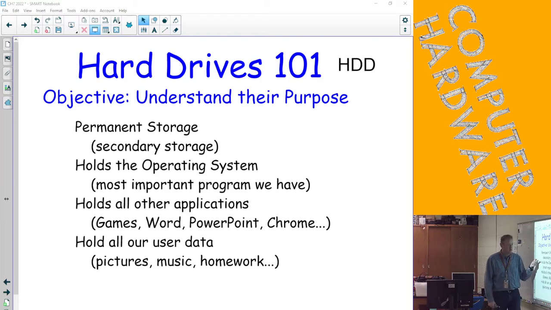Its primary job is to hold the operating system, because without that, we would not have any way to get to our hardware. It also holds all other programs, and it holds all of our user data. So that's the purpose of the hard drive.